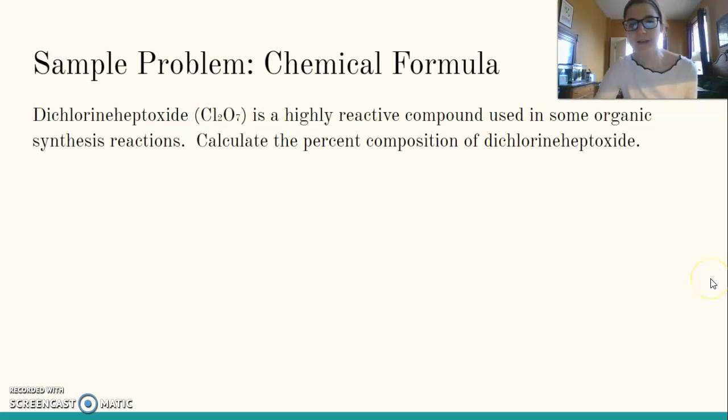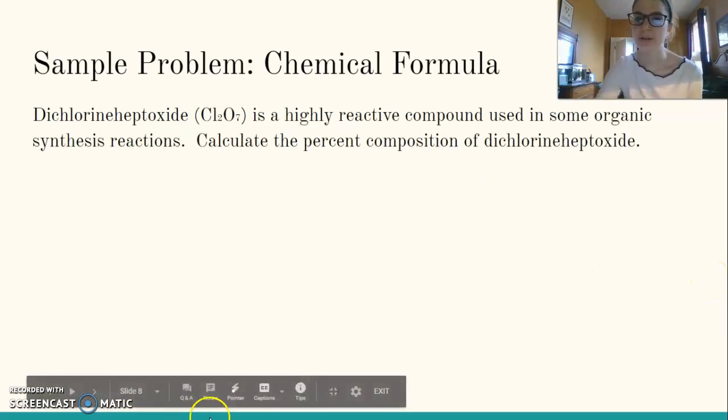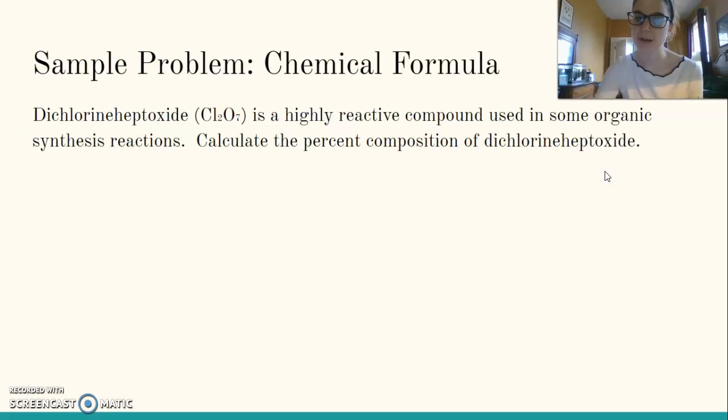So here we have dichlorine heptoxide, which is Cl2O7. Hopefully you remember that from our nomenclature unit. It is a highly reactive compound used in some organic synthesis reactions. Calculate the percent composition of dichlorine heptoxide. So we want to know the percent of chlorine and the percent of oxygen in this compound.